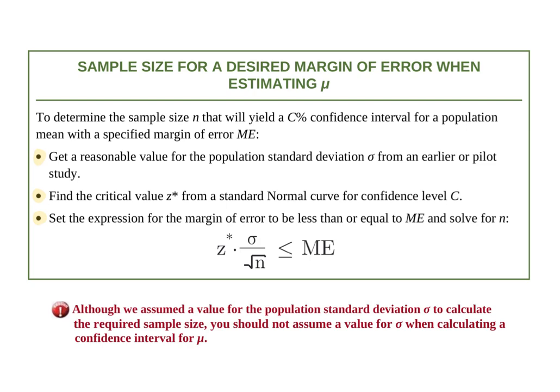And then you want to find the critical value, so our z-star from our standard normal curve for a confidence level of whatever percentage you want. And then you're going to set that expression for the margin of error to be less than or equal to this thing. So our z-star times your sigma for your population divided by the square root of the sample size. So that calculation needs to be less than or equal to your margin of error. And a little note here, although we assumed a value for the population standard deviation sigma to calculate the required sample size, you should not assume a value for sigma when calculating a confidence interval for your population mean.